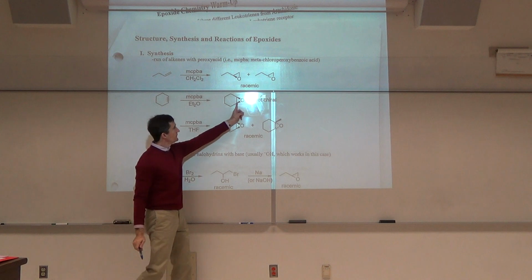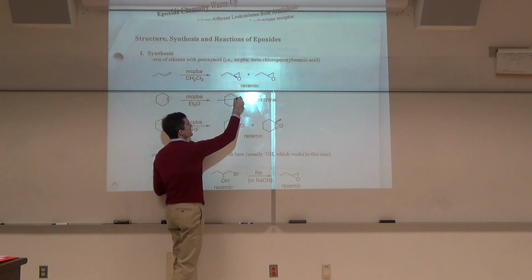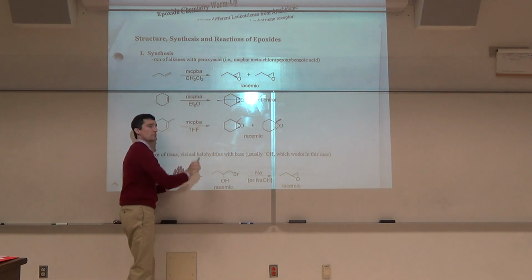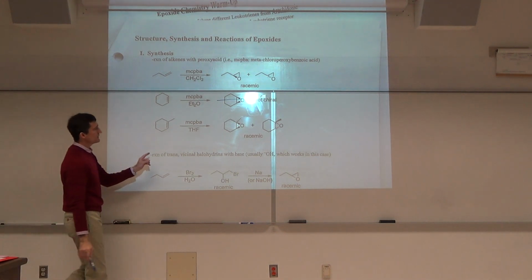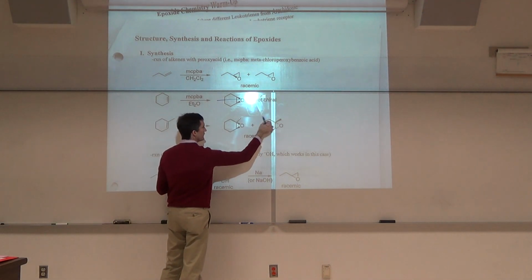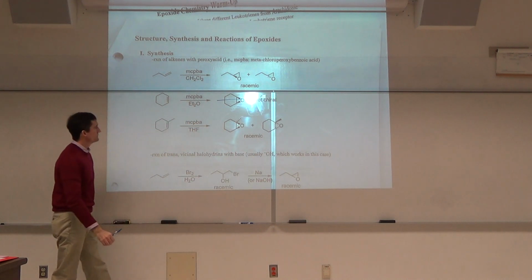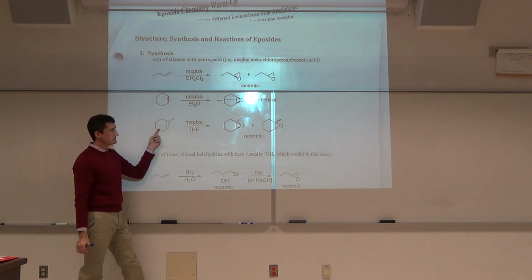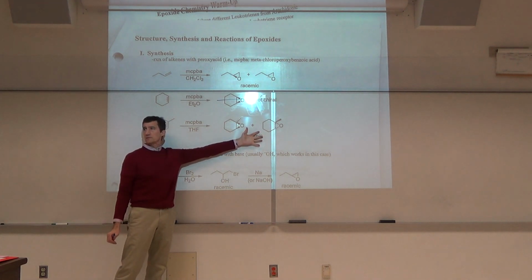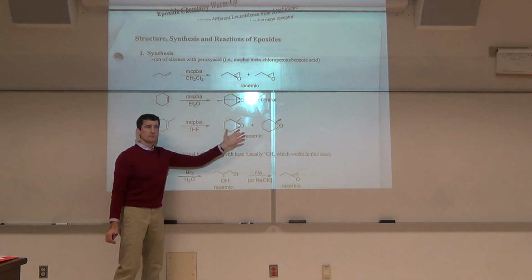This gives this. Well, that's not chiral. We have a plane of symmetry. You can show that dashed or bold. It's the same compound. Down here, no plane of symmetry because of the methyl. We're going to have racemic. Of course, if the alkene is not optically active, then your product mixture cannot be optically active. It has to be racemic.